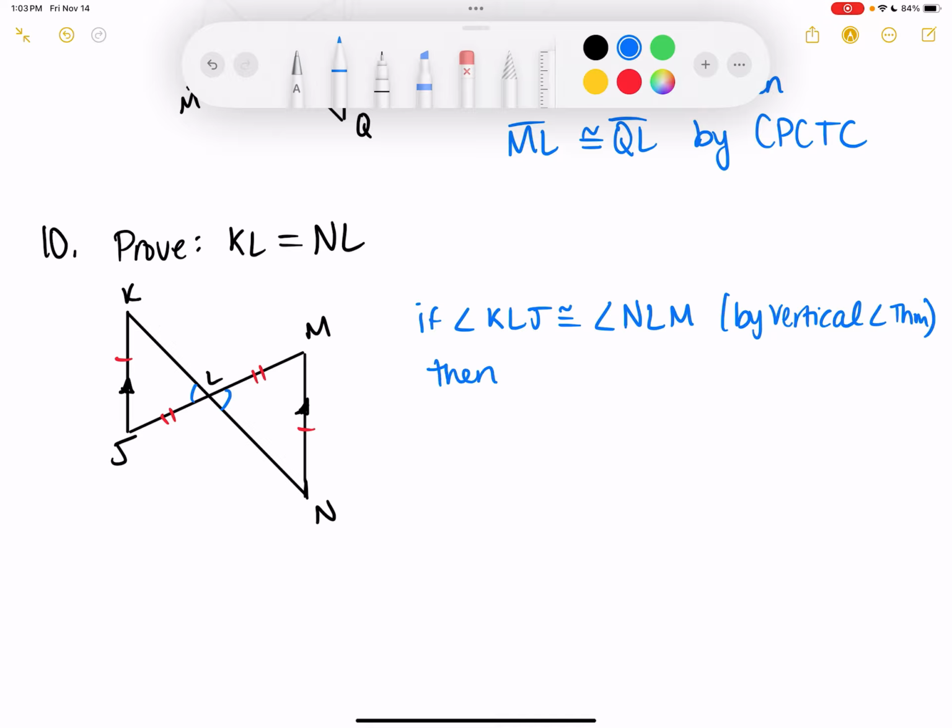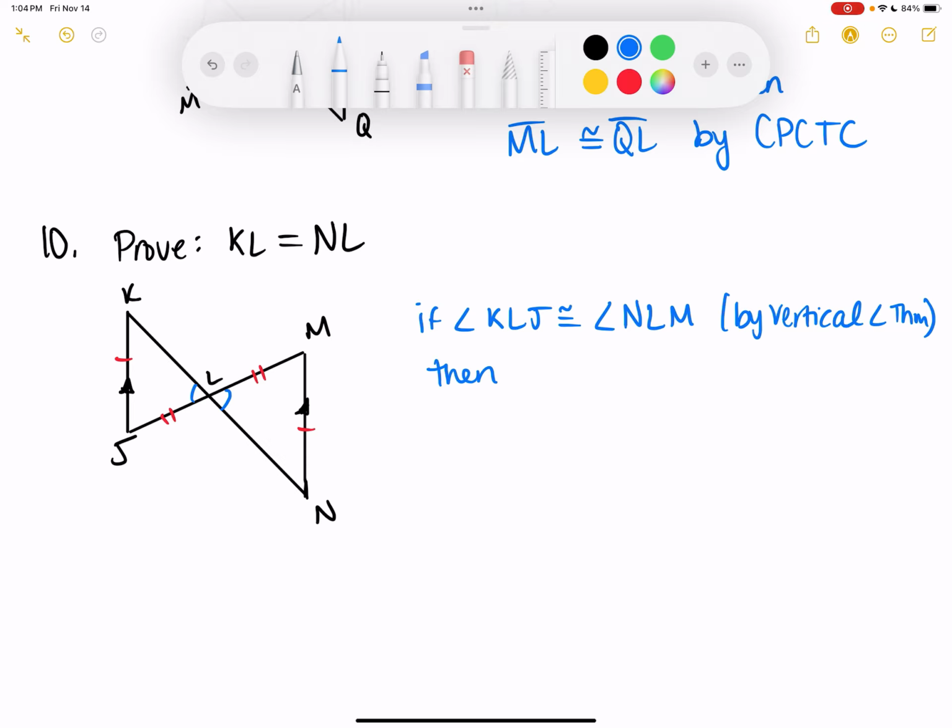Then can I use side angle side to prove that the triangles are congruent? No. Nope. So do I need another piece of information then? Yeah. So what do I need to do? Prove that KL is congruent to LN. Well, that's ultimately what I'm trying to show.